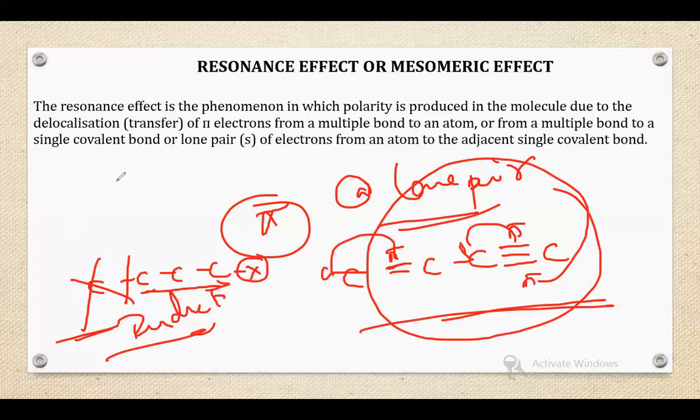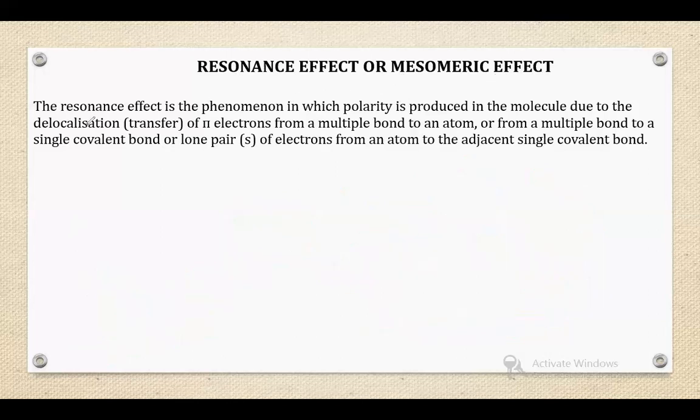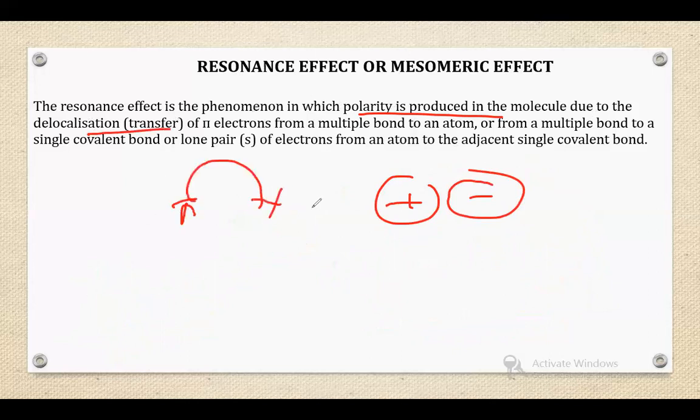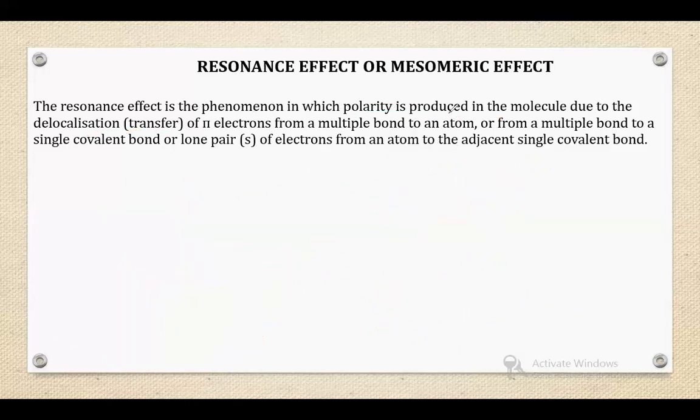So what is the resonance effect? It is a phenomenon in which polarity is produced, with positive and negative charges in the molecule, due to the transfer of pi electrons from a multiple bond to an adjacent single covalent bond, or of a lone pair of electrons to a single covalent bond. So the resonance effect is also seen as the electromeric effect.